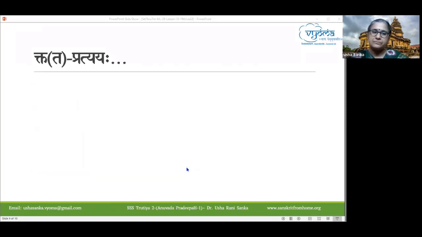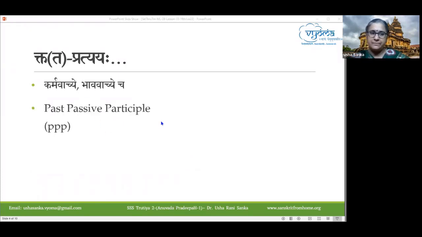Then this is also used in Karmavachya and Bhavavachya. So both of them, Karmani and Bhavavachya. In Bhavavachya, it is only like one form. Akarmaka Kriyas also have it, but they have it in the kind of Kartari usage. So in English, it's called past passive participle.